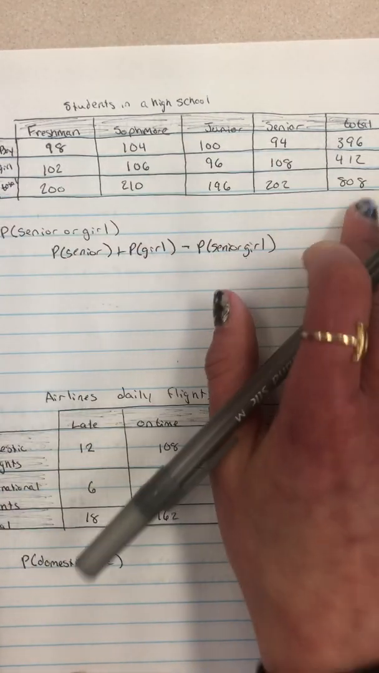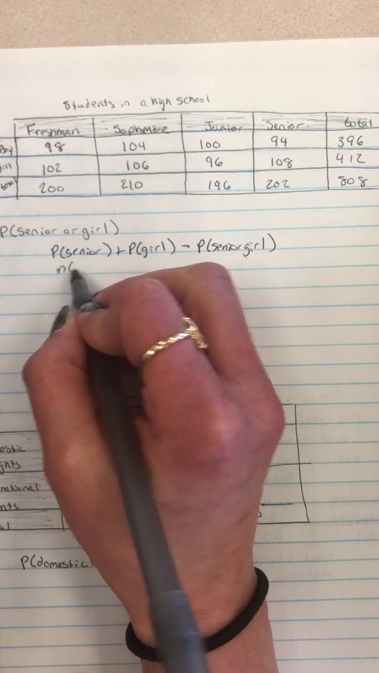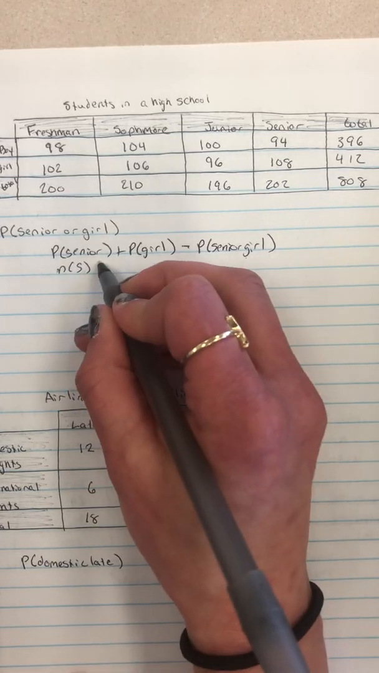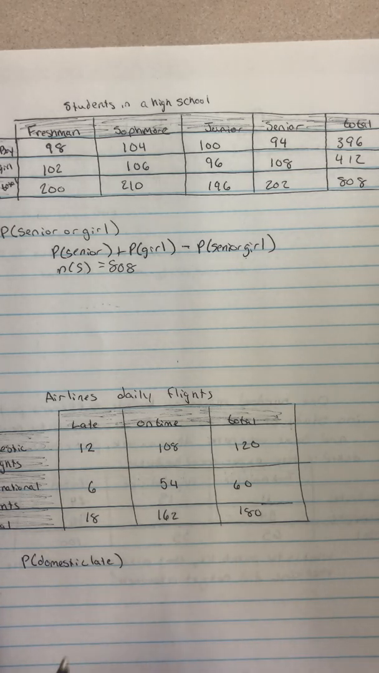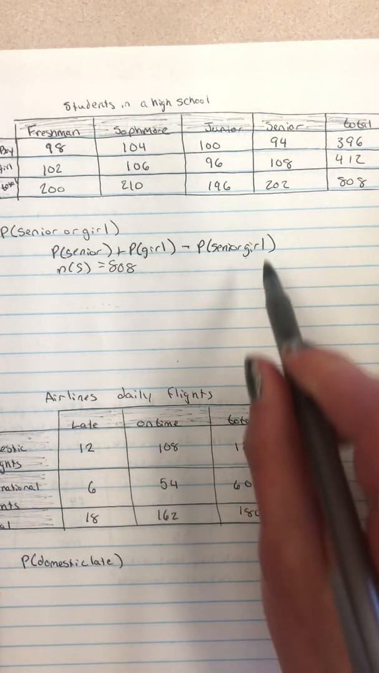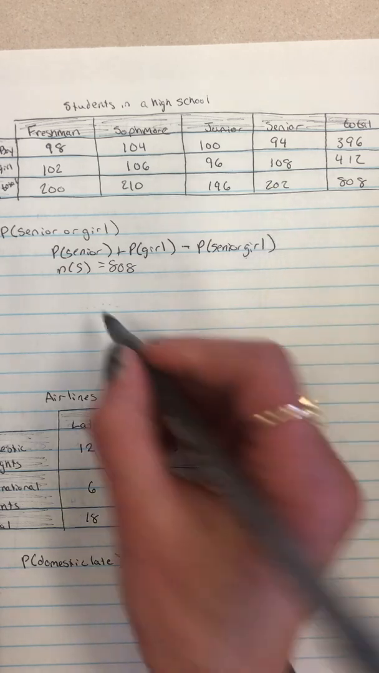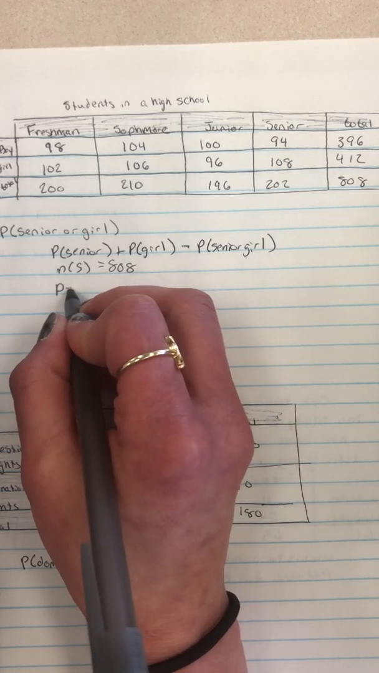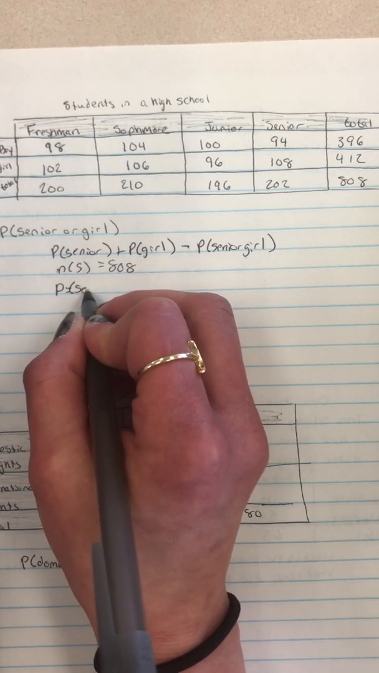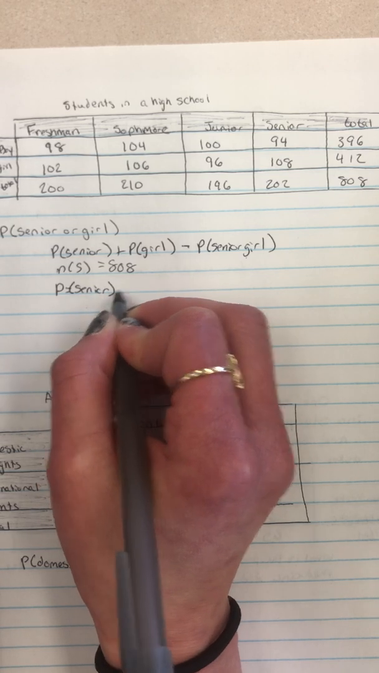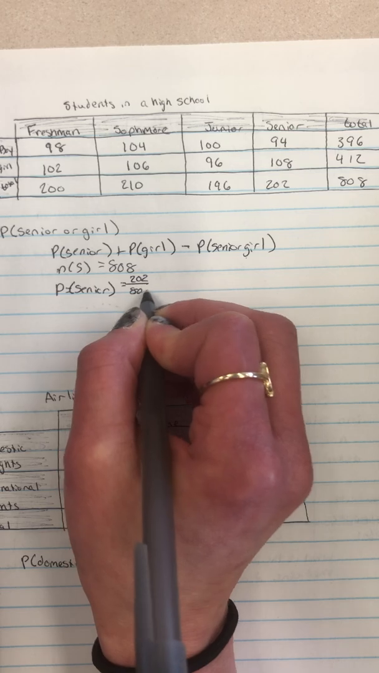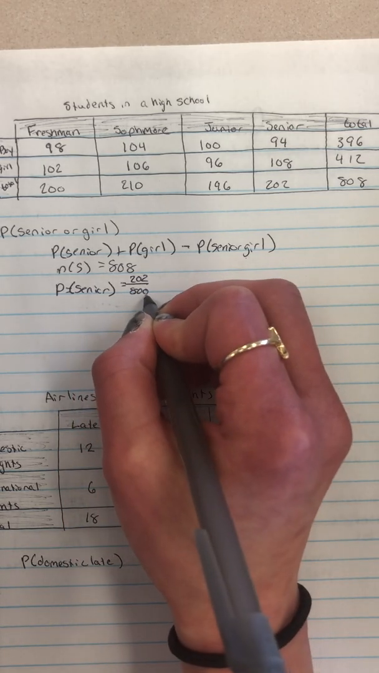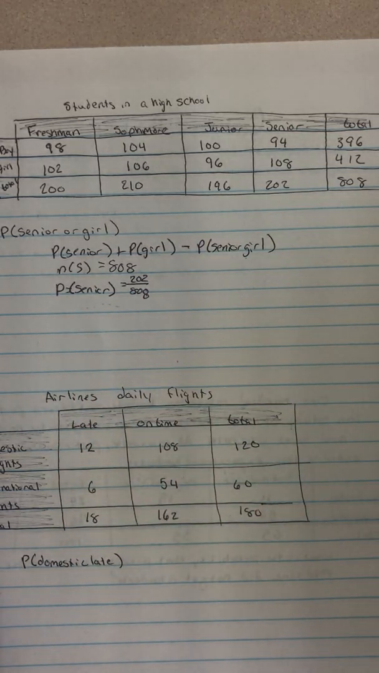So let's look at the total number of students. The sample size N is 808 students. And we need to find the probability of a senior girl. So let's look at the probability of seniors total. Well, there's 202. So the probability of seniors is going to be 202 over 808. And again, I'm not going to simplify until the very end.